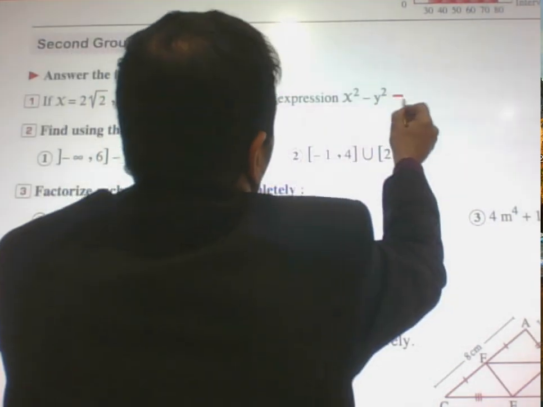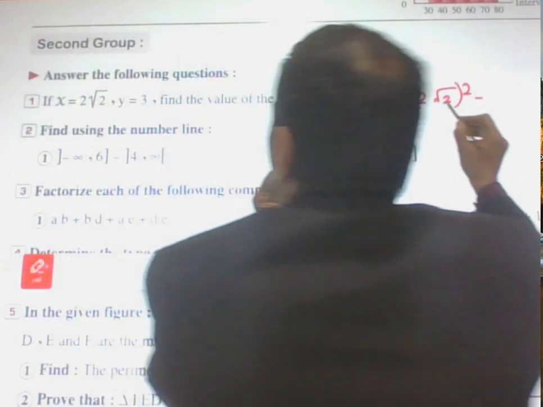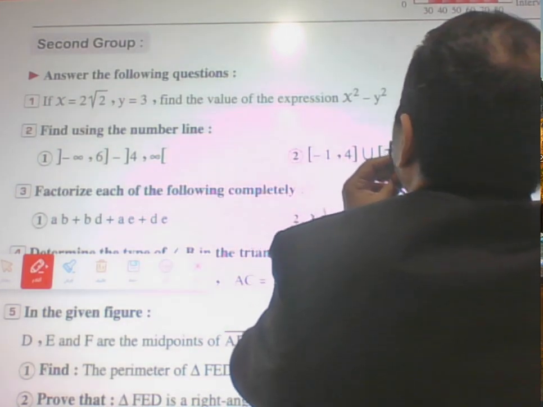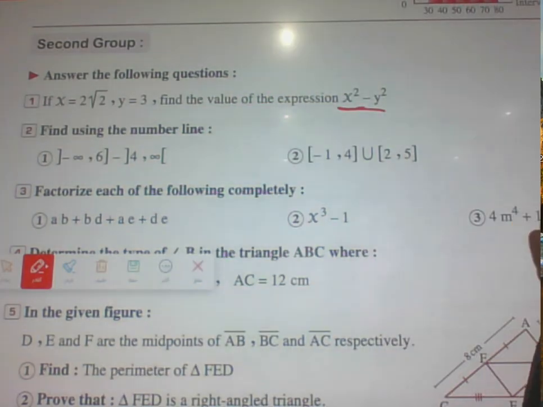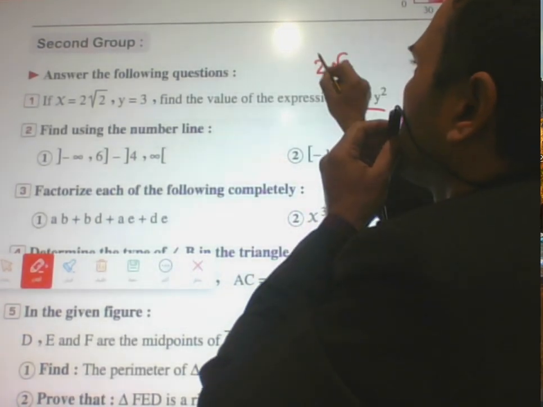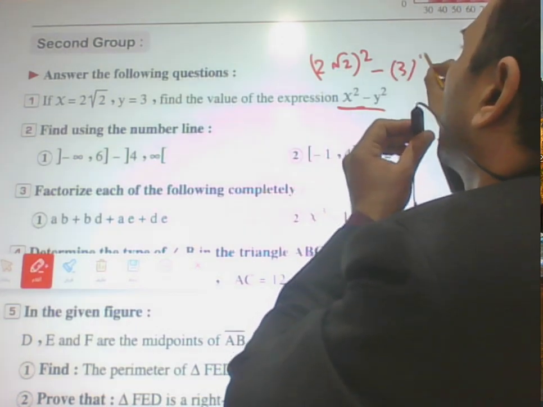Here x is (2 root 2) power 2, subtract y power 2. Y here was 3. Raise the value of y, then the value of x and the value of y. The value of x equals 2 root 2, all power 2, subtract y power 2.